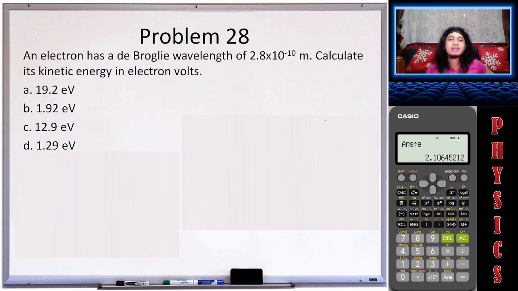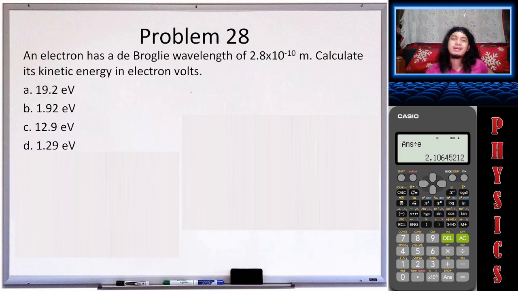Number 28. An electron has a de Broglie wavelength of 2.8 times 10 to the negative 10. Calculate its kinetic energy in electron volts. Aha! Sir, paano yan? Kinetic energy. Pwede ba natin gamitin yung gamma minus 1 times mc squared? Problema, wala tayong makukuhang gamma. Wala namang velocity. So, never mind. Hindi natin ito pwedeng gamitin, yung gamma minus 1. Huwag nyo nang gamitin yun.